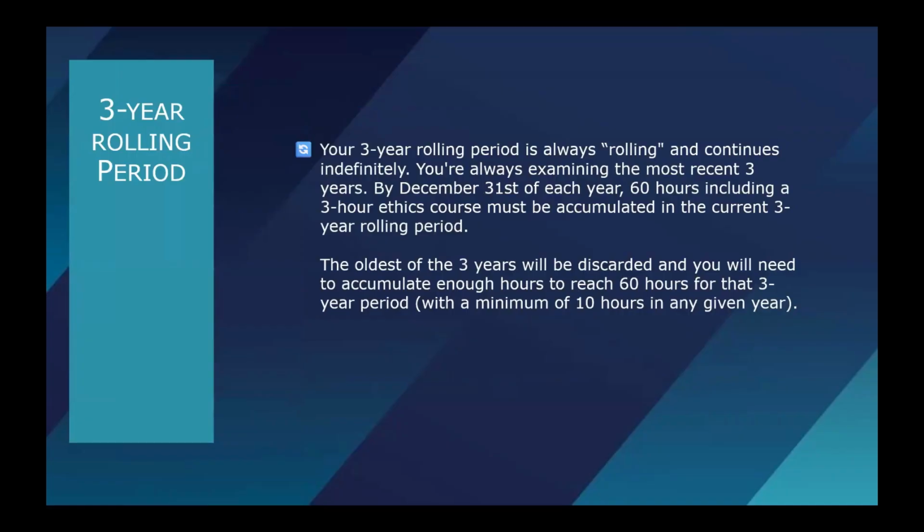Your 3-year rolling period is always rolling and continues indefinitely. You're always examining the most recent 3 years. So by December 31st of each year, 60 hours, including a 3-hour ethics course, must be accumulated in the current 3-year rolling period. So the oldest of the 3 years will be discarded, and you will need to accumulate enough hours to reach 60 hours for that 3-year period, with a minimum of 10 hours in any given year.